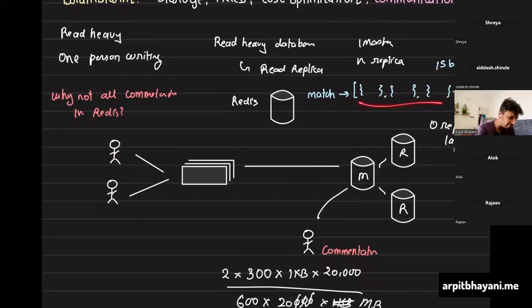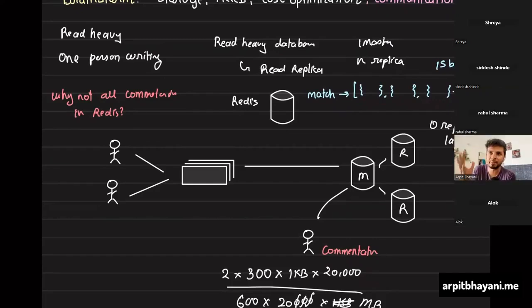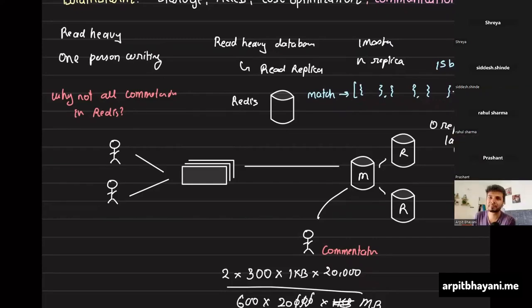The match which is live at the moment. How many matches would be live at the moment? 10 matches, per match 300 balls. 300 into 10 is 3000. 3000 into 1 KB is 3 MB. Total data is 3 MB.